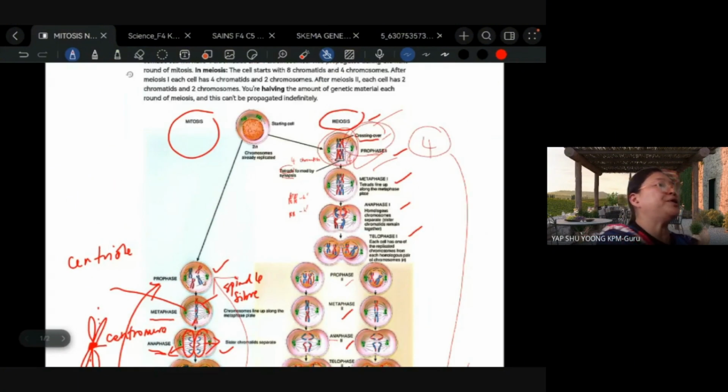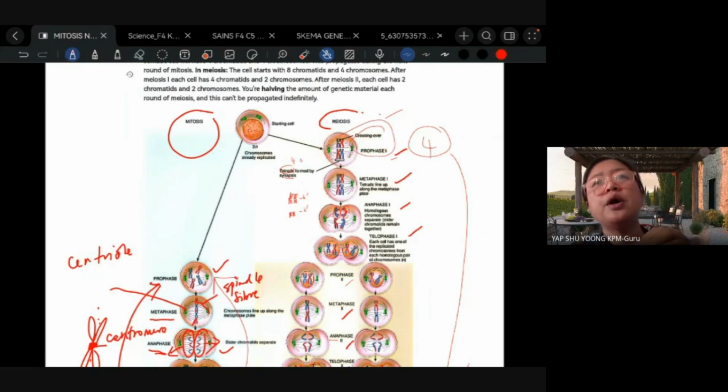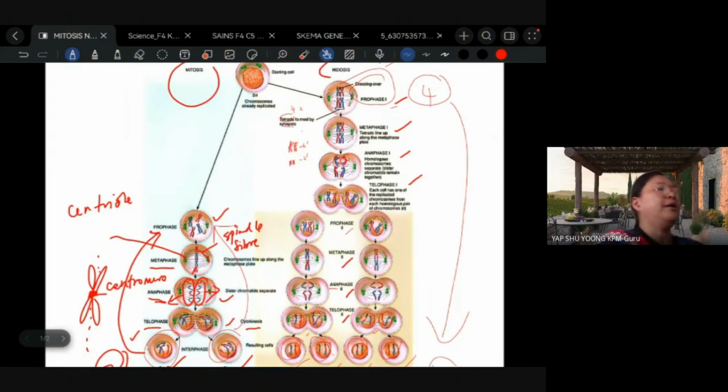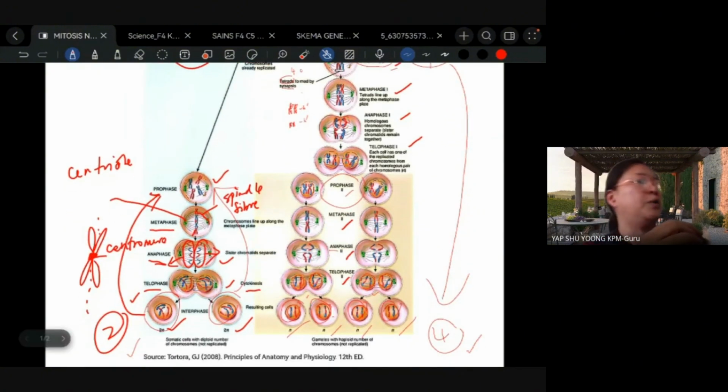Crossing over only takes place at prophase 1. Prophase 2, no crossing over.